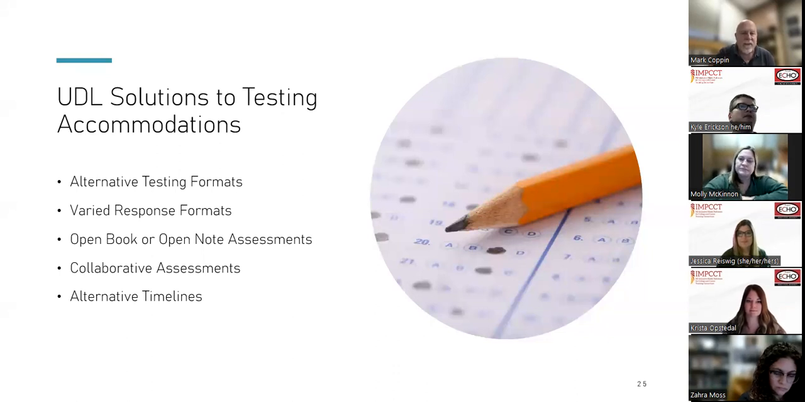When we take a look at testing, there are many different ways that we can find UDL solutions so that we no longer need testing accommodations. One of them is providing alternate testing formats. So instead of the traditional paper-pencil test, consider alternate assessment formats such as projects. Students can do presentations, present portfolios, or write essays, and this accommodates various different learning styles and preferences for the students.